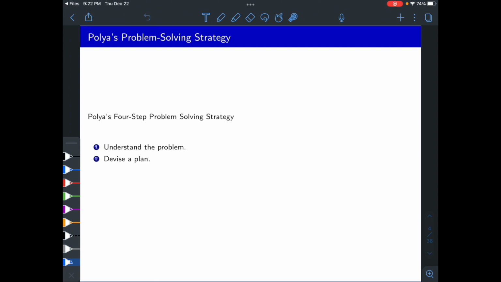Step two, devise a plan. Figure out like what your strategy is going to be. Once you get that down, then you want to carry out that plan. And then review the solution. Okay, so understand, devise a plan, carry out the plan, review the solution. Look back.